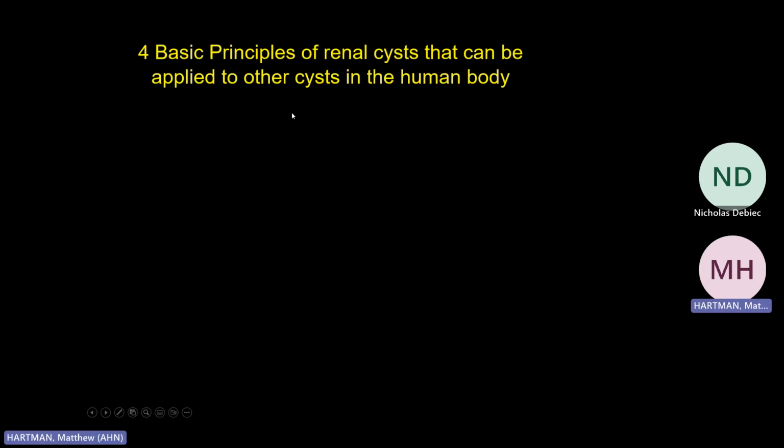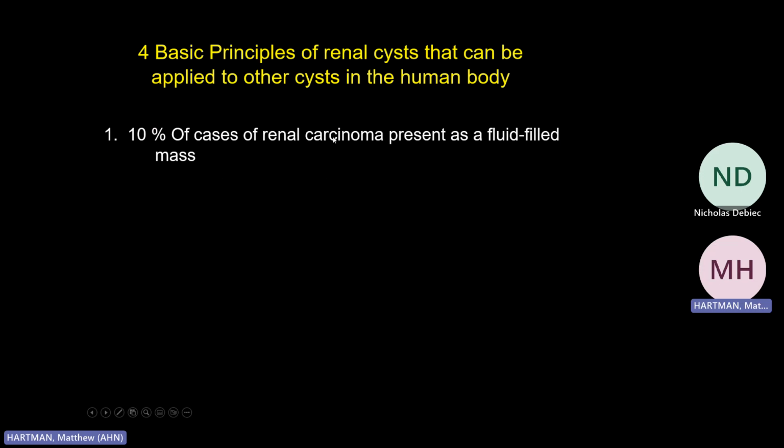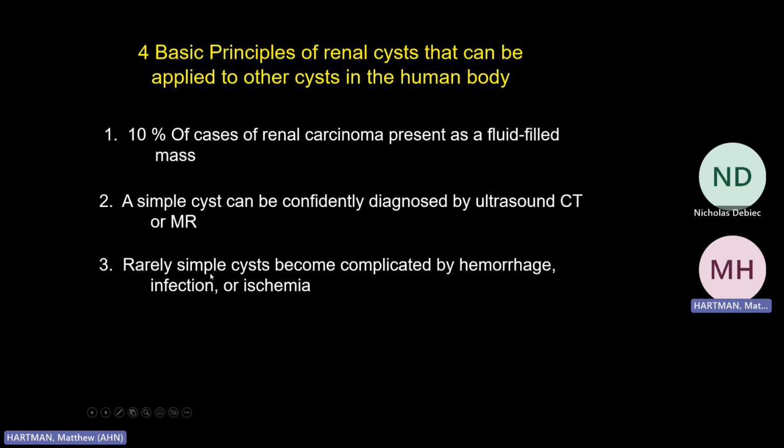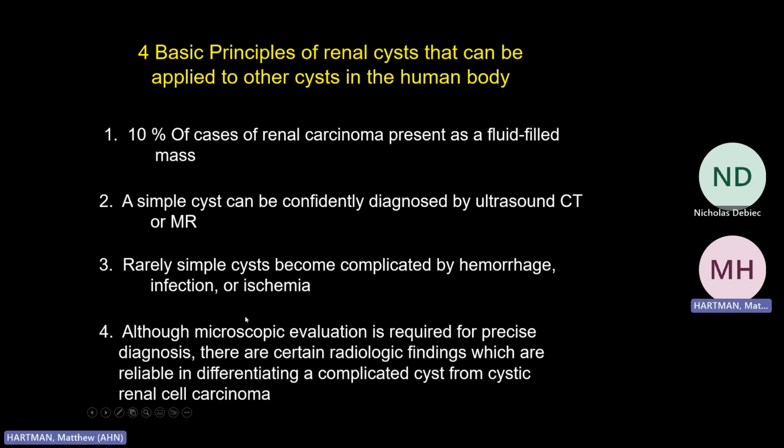So renal cysts, 10% of renal cell carcinomas can present as a fluid-filled lesion. But we can diagnose a simple cyst on ultrasound, CT, or MRI. Sometimes cysts can be complicated by hemorrhage, infection, or ischemia. And so, ultimately, we always rely on microscopic evaluation. That's the gold standard. But with some radiology tricks, we can make a confident diagnosis.